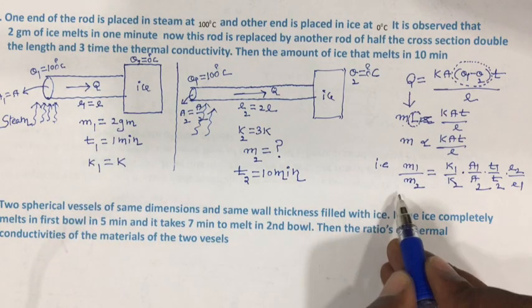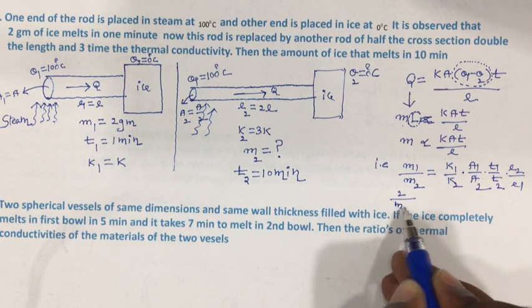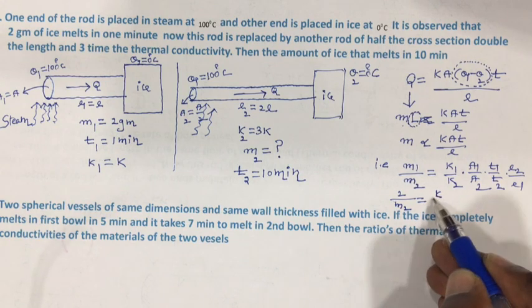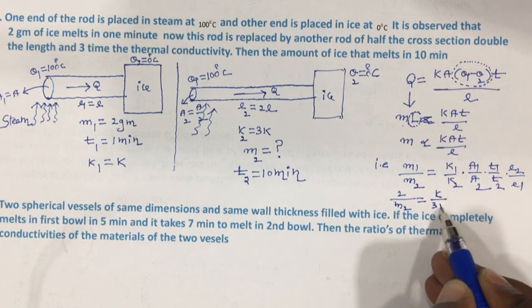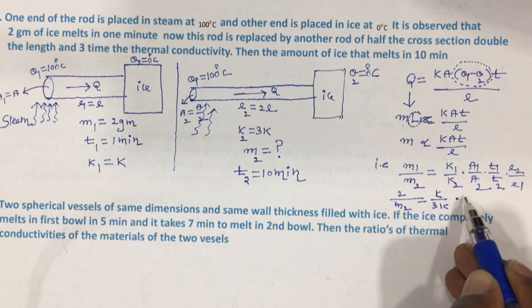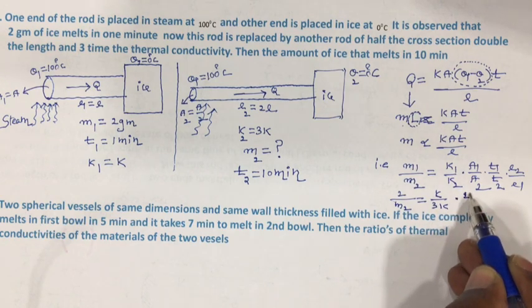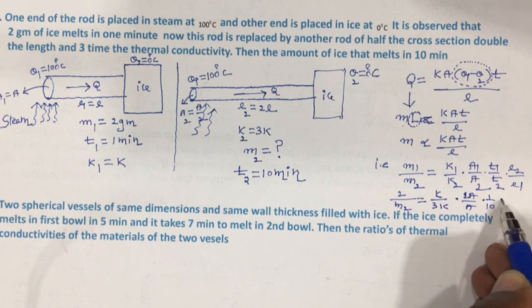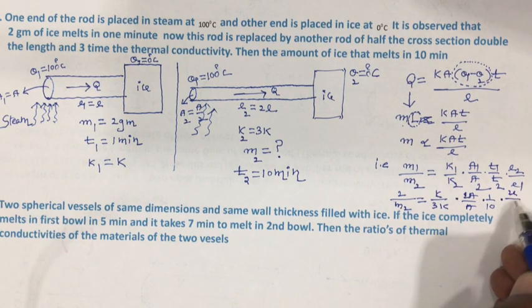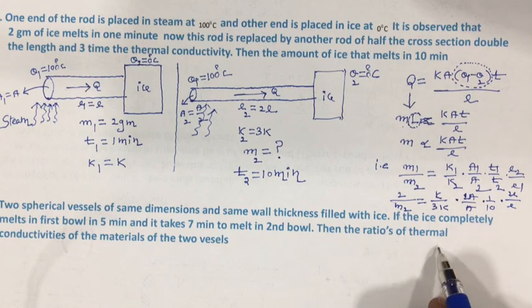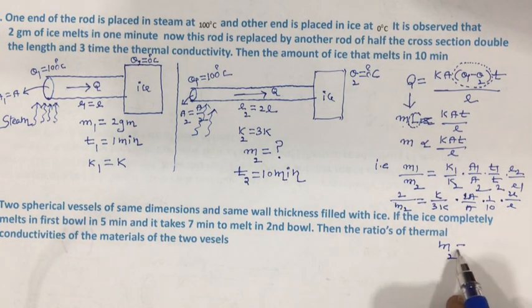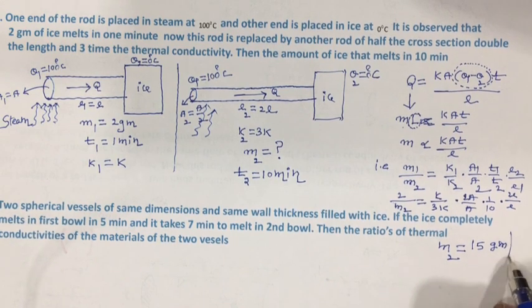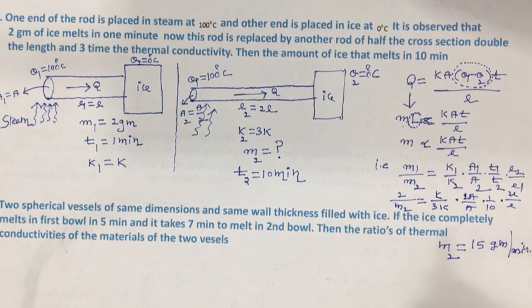M1 value is 2 upon M2 is equal to K1 is K upon K2 is 3K, A1 is 2A by A, times 1 by 10, length 2L by L. After cancellation, finally M2 is equal to 15 gram per minute. 15 gram per minute is the right answer.